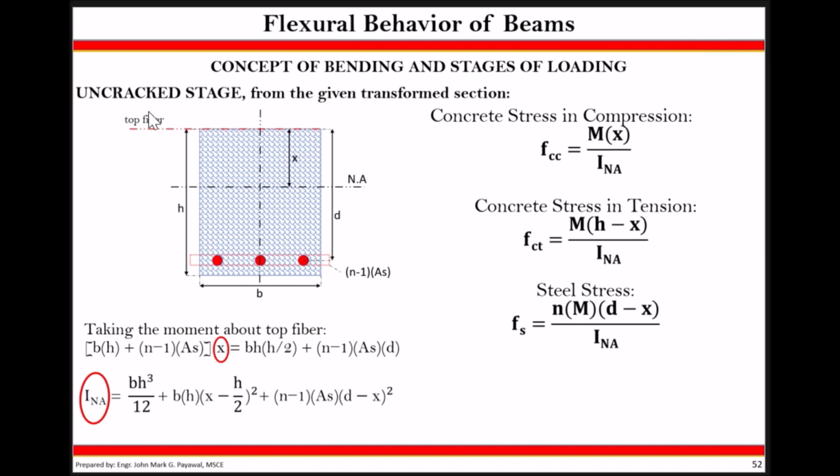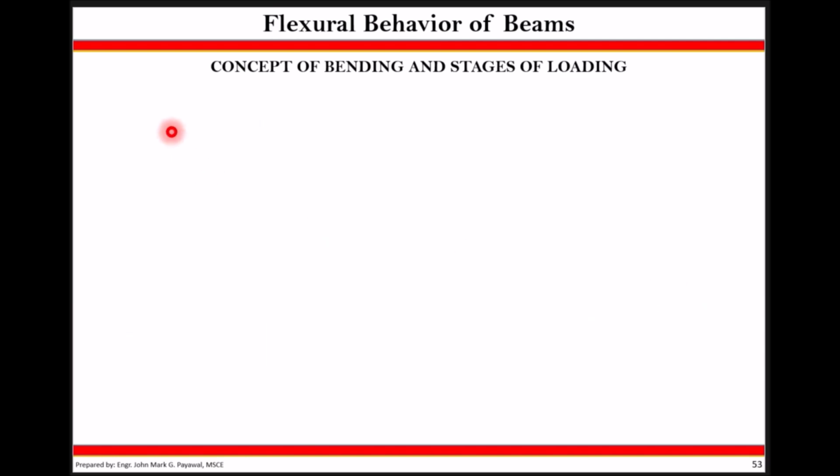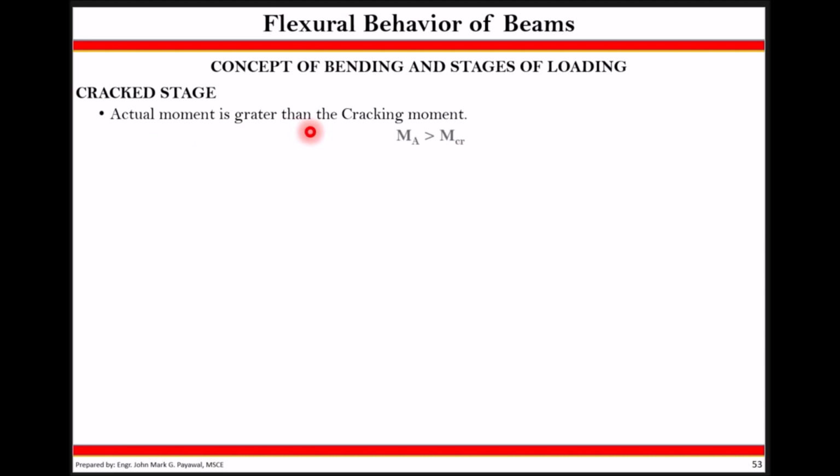Now that we know the uncracked stage formula for concrete stress in compression, concrete stress in tension, and steel stresses, we'll now proceed in discussing your cracked section. This is my cracked stage. The cracked stage is the opposite of your uncracked stage, wherein the actual moment is now greater than your cracking moment. Here is your mathematical expression: M_a is greater than M_cr. Actual stress is greater than the modulus of rupture. How do we represent that in a mathematical equation? f_t is greater than f_r.